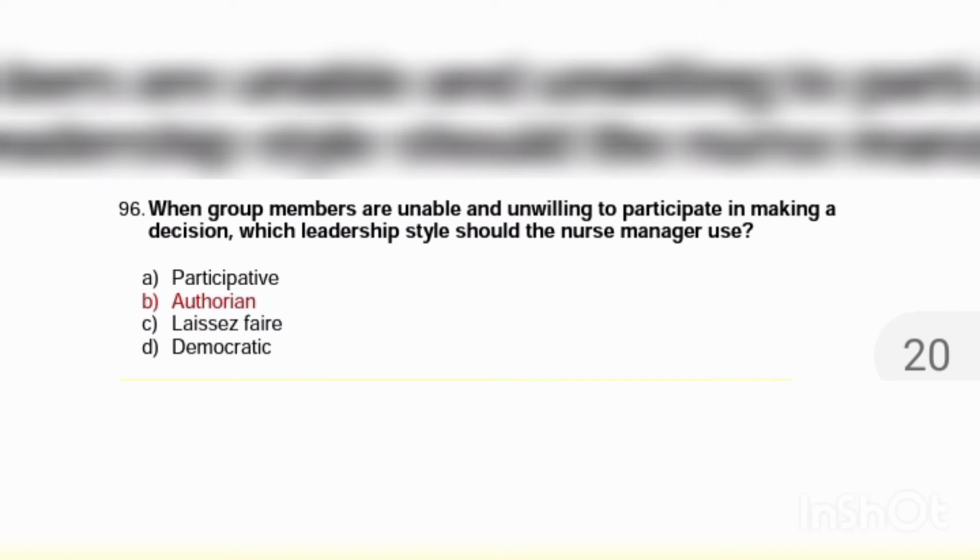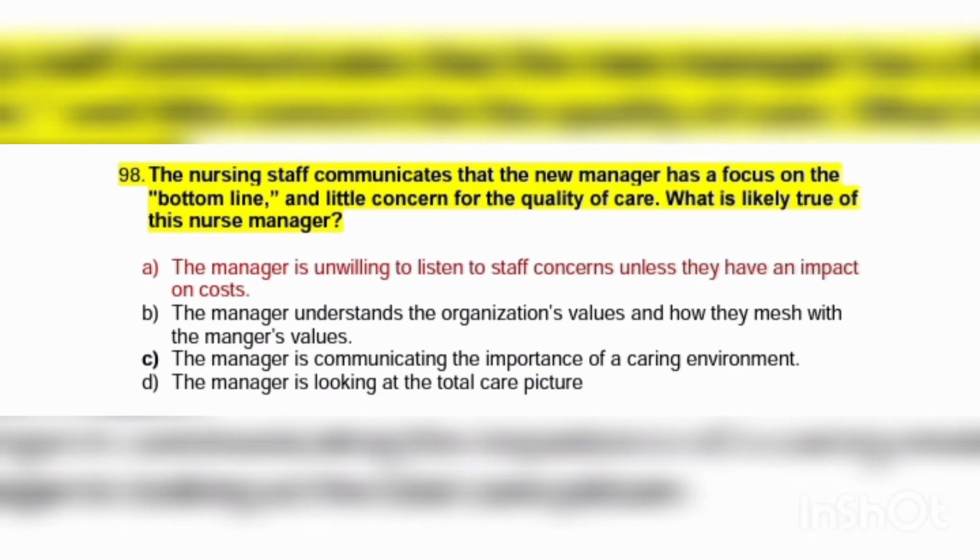Next question. When group members are unable and unwilling to practice in making a decision, which leadership style should the nurse manager use? A. Participative. B. Authoritarian. C. Laissez-faire. D. Democratic. B is the right answer. Next question. The nursing staff communicates that the new manager has a focus on the bottom line and little concern for the quality of care.